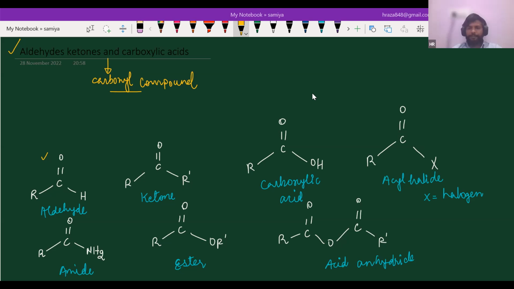Are you done with this? Very good. We just started aldehyde, ketones and carboxylic acid, also known as carbonyl compound. And what is carbonyl compound? Any functional group in which C double bond O is present, that is known as carbonyl compound. So these all are carbonyl compounds. Can I change the slide?